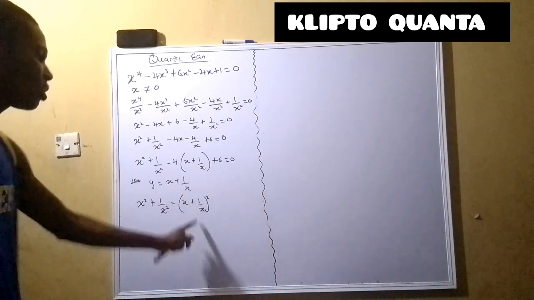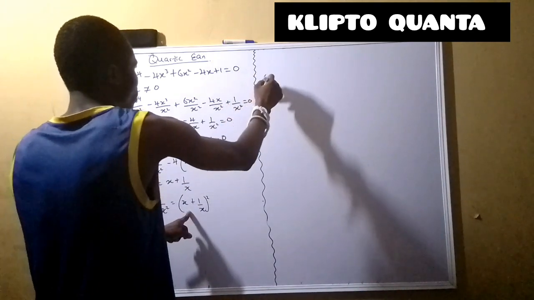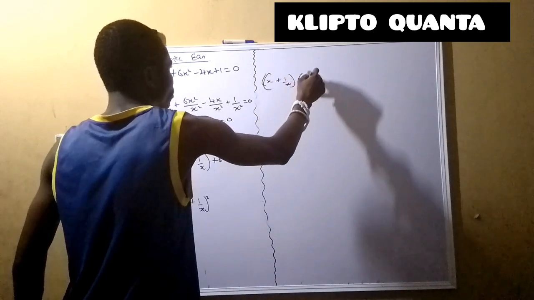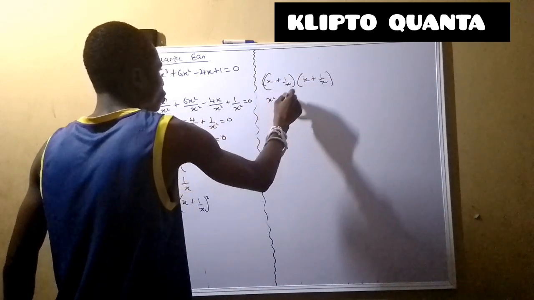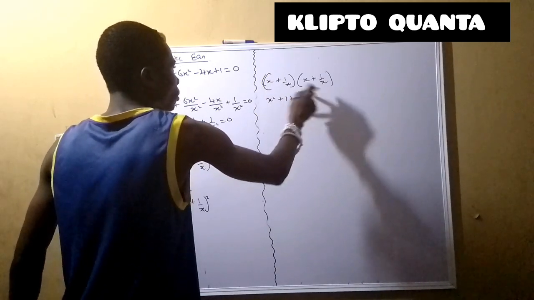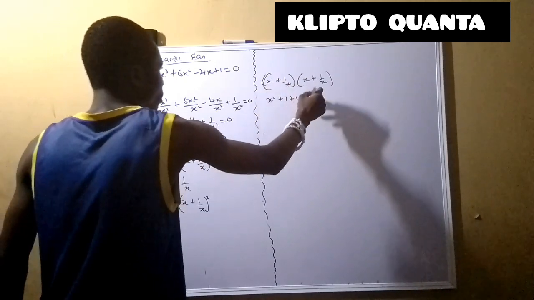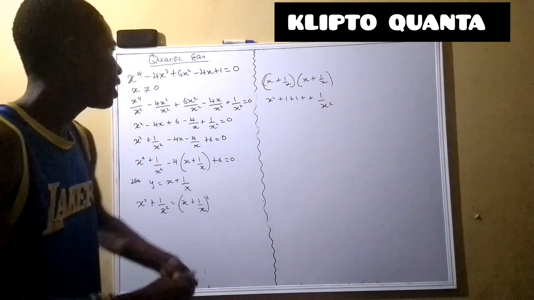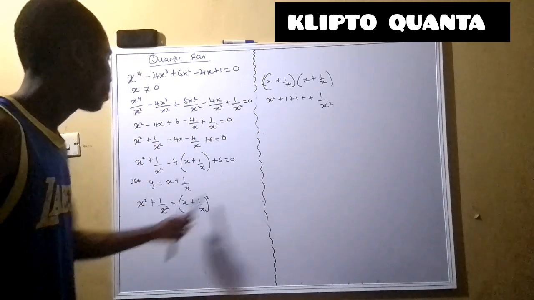Now guys, this is actually not equal to itself. Why is that? If I expand this, x plus 1 over x times x plus 1 over x, this will give me x squared plus 1 plus 1 plus 1 over x squared. As you can see, I have a 2 in the middle here. I have x squared plus 1 over x squared, yes, then plus I have 2.